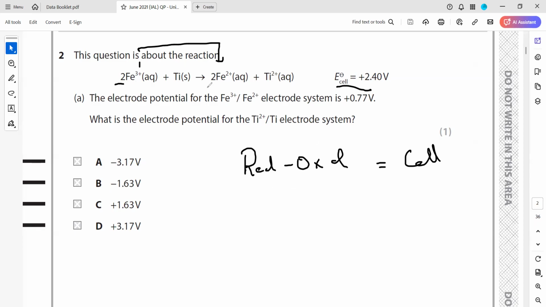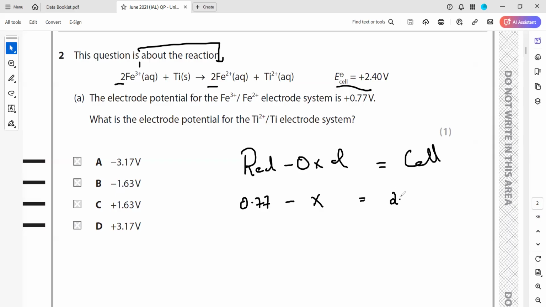Don't bother about the numbers which are written here, okay? Like it can be 2, it can be 3, but you don't have to bother about these numbers. You always take for individual 1 mole, irrespective of what equation is there. So electrode potential for this one is 0.77 minus oxidation. Titanium is being oxidized. We don't know.